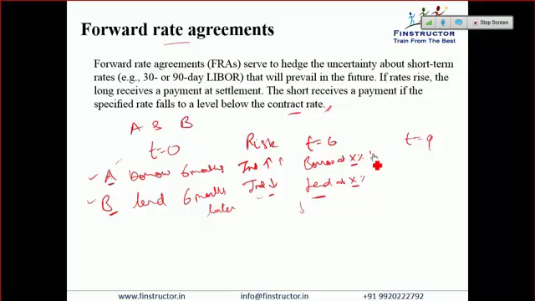So borrow at X% for, let's say, 3 months. Lend at X% for 3 months, or for 1 year, or for 2 years. So the rate has to be decided at the beginning of the contract.